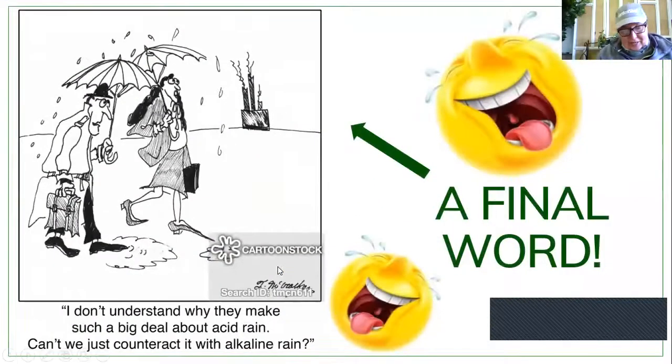Right. So just as a last little laugh, remember, acid rain doesn't make the soil acid necessarily, neither does vinegar in the soil make your soil acid. And the lady there says, I don't understand why they make such a big deal about acid rain. Can't we just counteract it with alkaline rain? So there you go. I'm going to go out of the PowerPoint here.